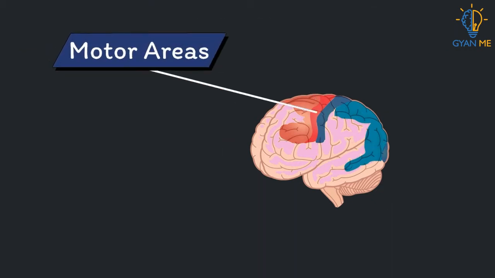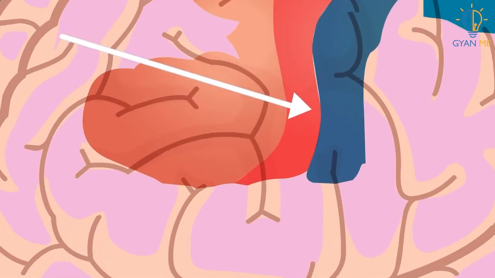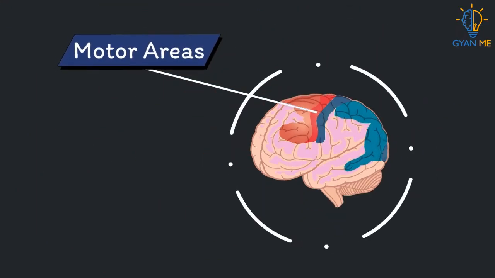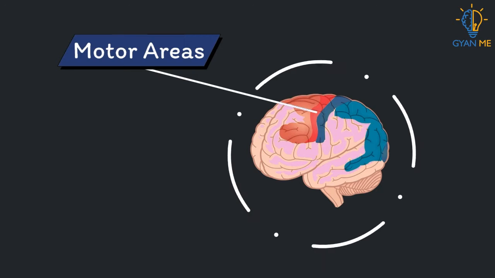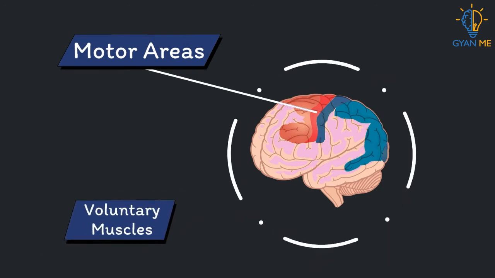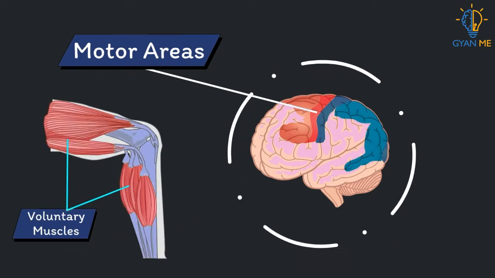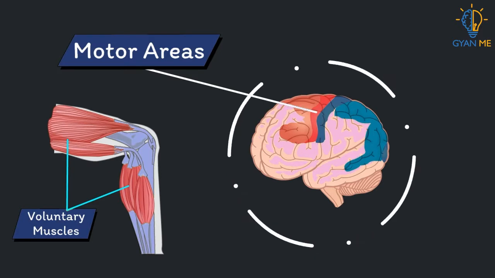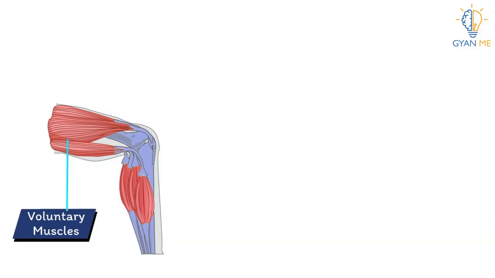So let's see third one, motor areas. After the brain has received the information and processed it in the association area, a decision is made about how to respond and the information is passed on to the motor areas, which control the movement of voluntary muscles. For example, our leg muscles. Thus, this area is responsible for the action of the voluntary muscles.